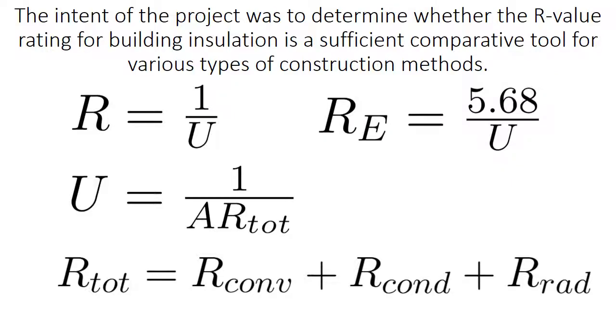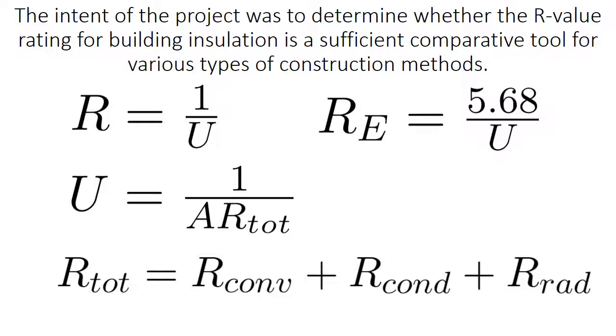So the point of our project was to see whether the R value, which is rated for construction materials, is an adequate way of comparing different thermal envelopes. The R value is calculated as 1 over U, which is the overall heat transfer coefficient. And since everything we do is in the SI system, we wanted to put it back into the English system, so it's an R value that we are familiar with.